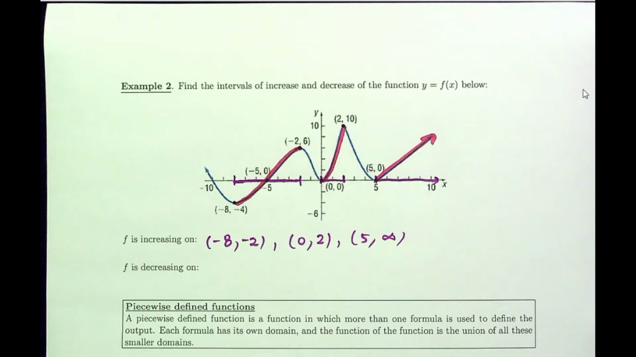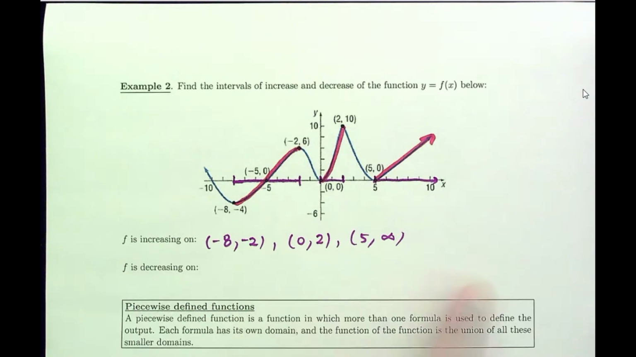And we give the intervals as a list, instead of as a union, a list of all the pieces where the graph is increasing. That's how we usually give the answer in terms of a list of intervals, not a union. Okay.